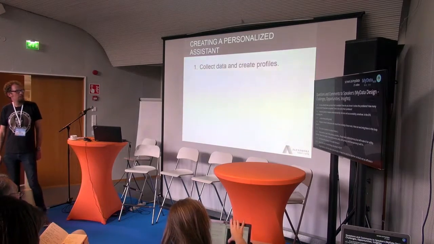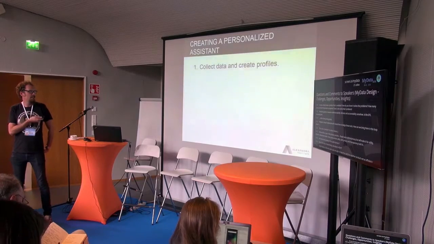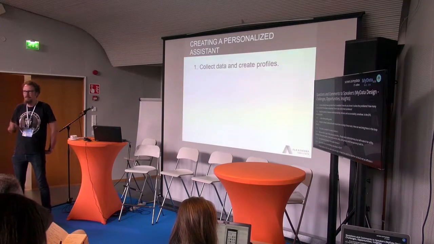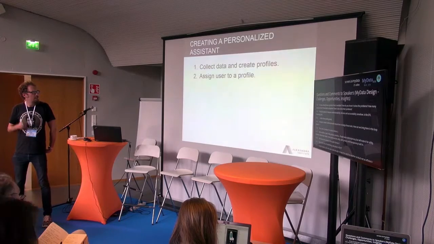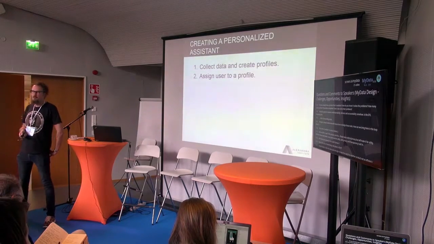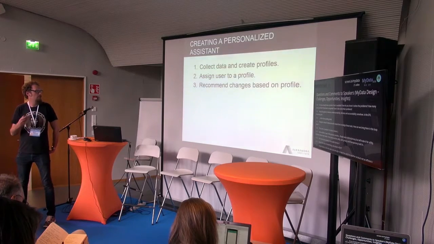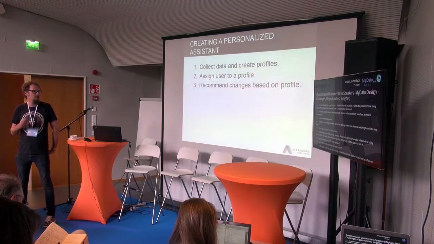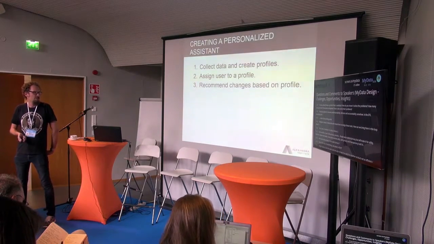So when we want to create one of these assistants, there's basically 3 steps. We need to collect data and create profiles, which is done using machine learning, a method called clustering. I'm not going to get into details of that at all. You can read the paper if you want to. Then we need to assign the user to one of these profiles. And then we want to make recommendations, like privacy settings changes, based on which profile the user falls in, and apps that are actually on the user's phone.